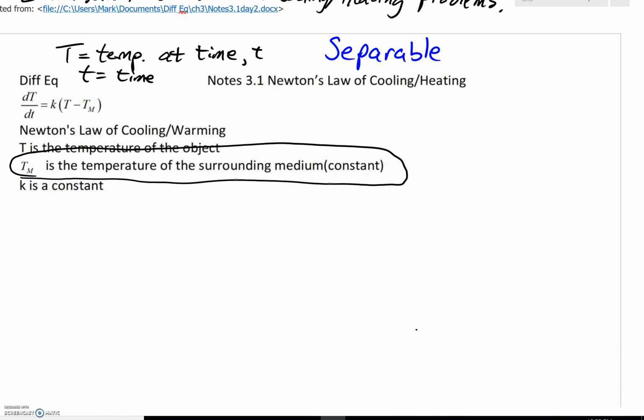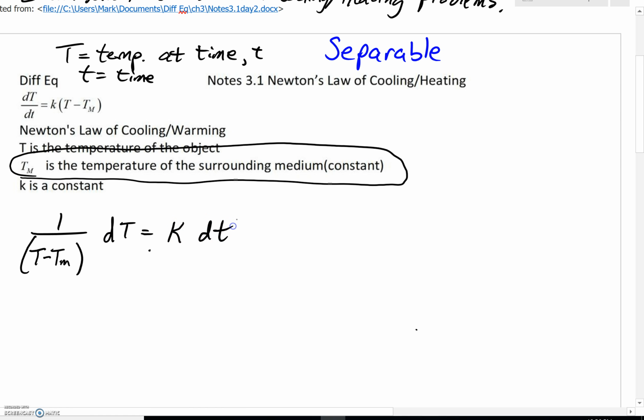What's cool about the general setup here is it is in fact separable. So let's get all of our capital T's together. And by the way, I'm going to divide both sides by T minus T sub m. And then likewise, I'm going to multiply both sides by little dt. So I've got my constant right here.